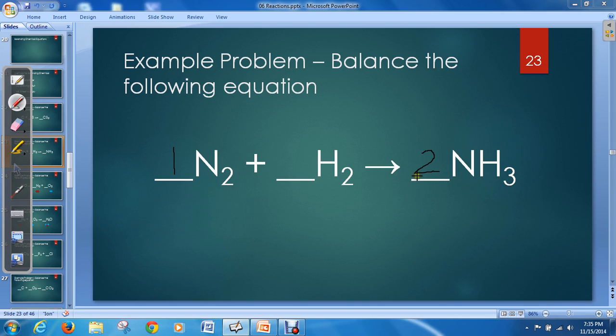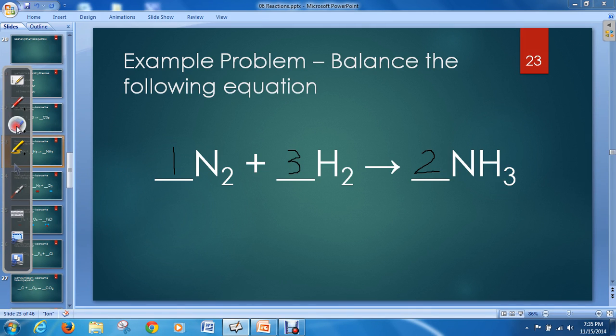So if I want H2 to turn into 6, I'm going to have to multiply that by 3. 3 times 2 gives me 6. Now let's check it. We got 2 nitrogens on this side, 2 nitrogens on this side. We got 6, 3 times 2 hydrogens on this side, and 6, 3 times 2 hydrogens on this side. So there we go. Our equation is balanced, and we're good.